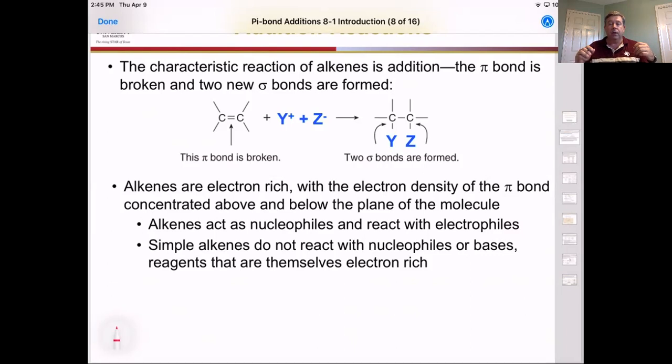So they typically act as nucleophiles, meaning they are electron rich, and so they act as nucleophiles with things that are electrophilic, that want to have that electron density. Also, simple alkenes do not react with nucleophiles or base reagents that are themselves electron rich. So think about it, if it's already got a lot of electrons, there's no reason for it to react with that electron rich pi cloud.